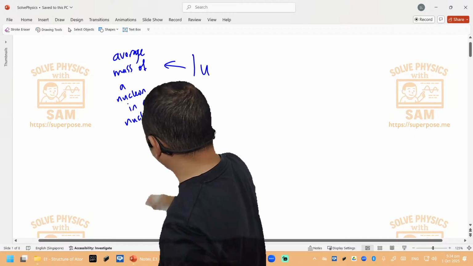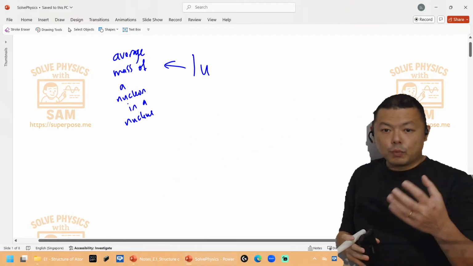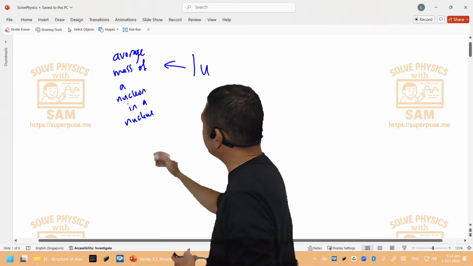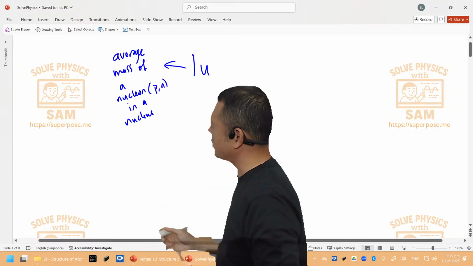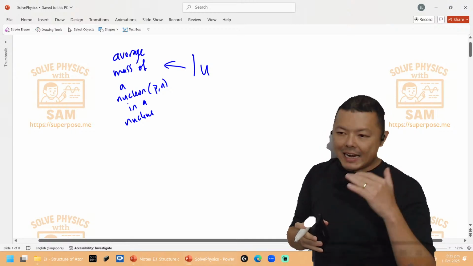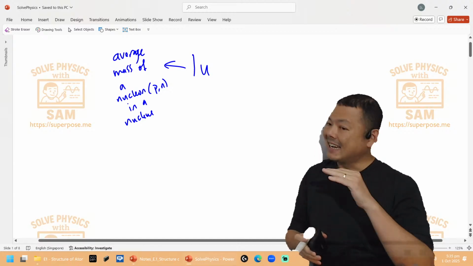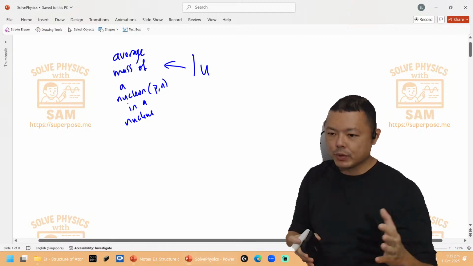Big words. What does that mean? What's a nucleon in a nucleus? There are only protons and neutrons, right? So a nucleon in a nucleus is either a proton or a neutron. There are no other things. So the idea here is either the proton or the neutron in the nucleus has an average mass of 1U. We just take it as 1U.